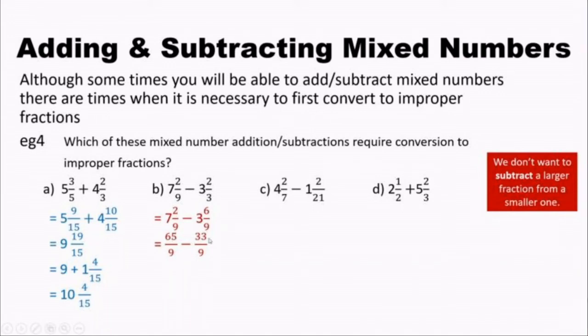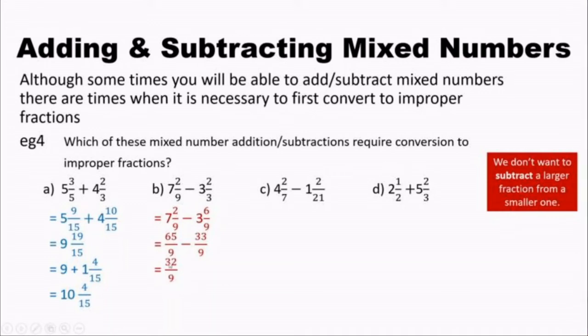And now, as I predicted above, this is not going to give me a negative answer. I've got a common denominator. The first fraction's numerator is bigger than the second fraction's numerator. So I'll just do 65 minus 33 and put my answer over 9. So that's 32/9, which again is top heavy. 32 is bigger than 9. So we need to convert to a mixed number again.